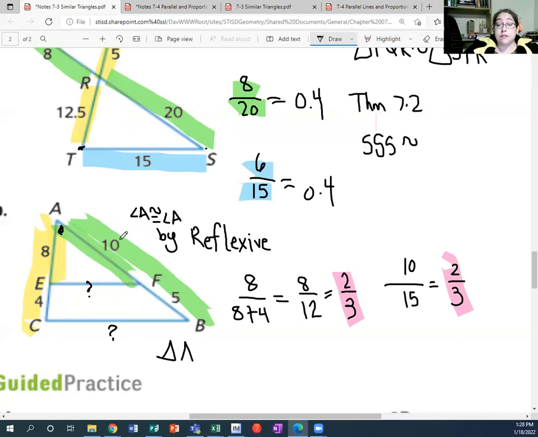How did I get 15? 10 plus 5. The same reason why I got 12 over here, I did 8 and 4, because I had to walk 8 and then 4 more. I did the same thing here. I had to walk 10 and then 5 more. I was looking for what divides both 10 and 15 equally, and I found that 5 divides them both. 10 divided by 5 is 2, 15 divided by 5 is 3.